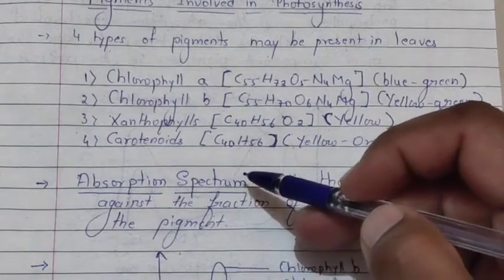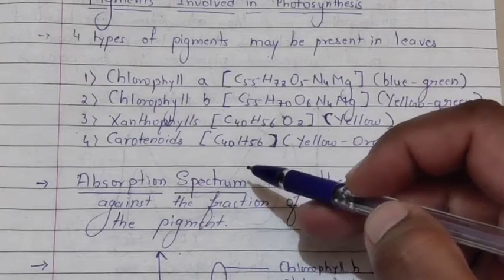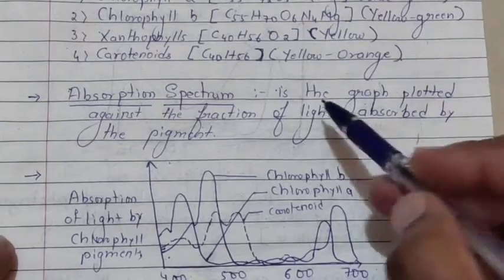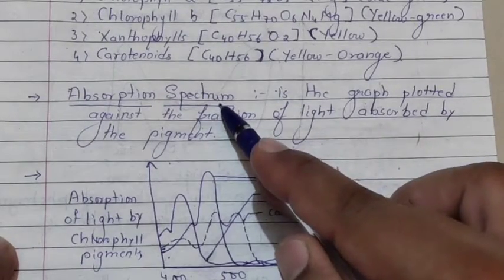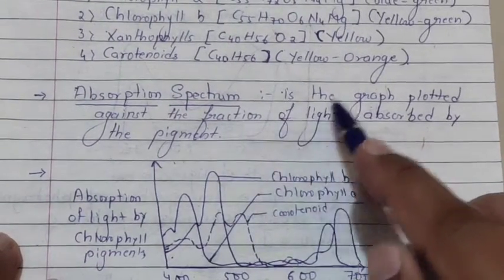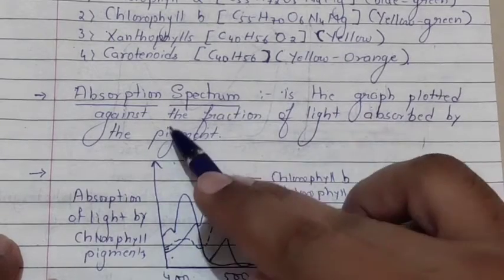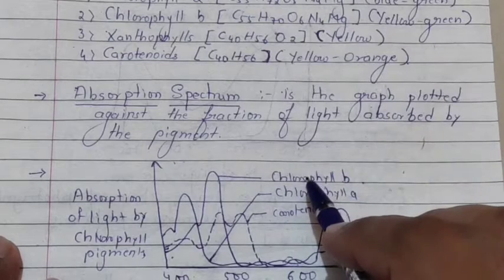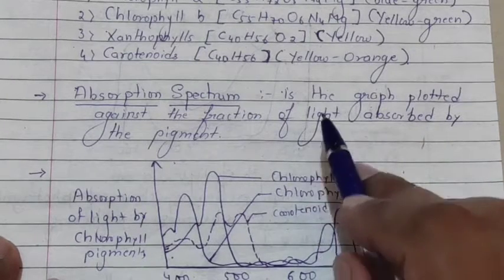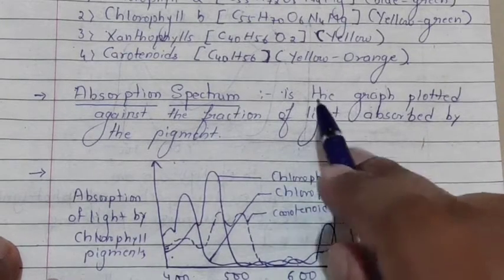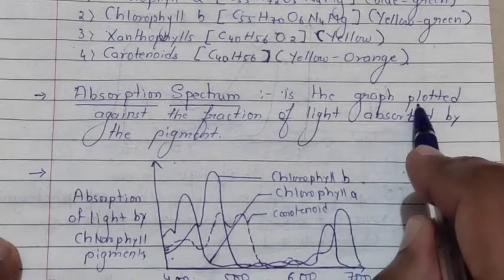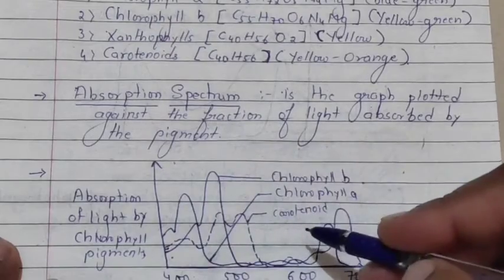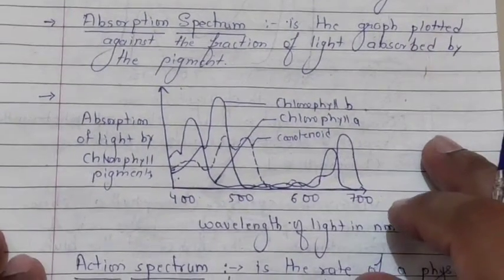So now we are going to study under the heading called absorption spectrum. Alright, so here what is absorption spectrum? Absorption spectrum is the graph plotted against the fraction of light absorbed by the pigment. Here it is the graph.